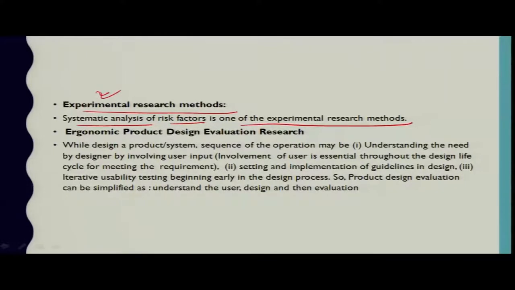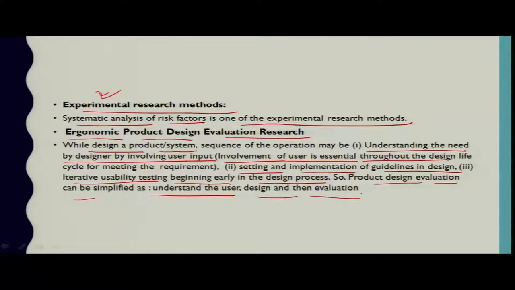So another kind of research methodology is ergonomic product design evaluation research. While designing a product or any system, the sequence of operation is, first, we have to understand the need by the designer by involving user input. Involvement of the user is essential throughout the design life cycle for meeting the actual requirement. Second is setting and implementation of guidelines in design. Then iterative usability testing beginning early in the design process. So product design evaluation can be simplified as: first understand the user, design, and then evaluation.